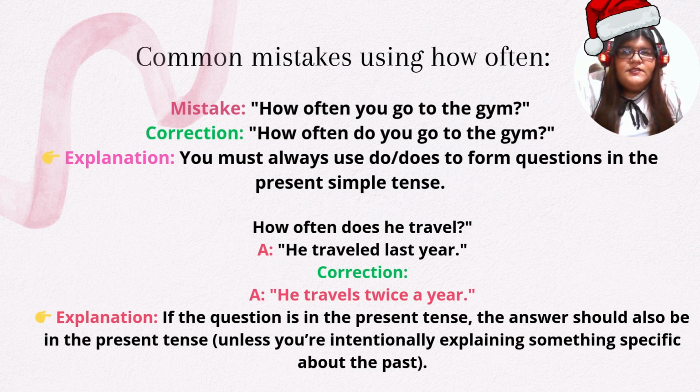So let's see some common mistakes. How often you go to the gym? Correct: How often do you go to the gym? You must always use do or does to form questions in the present simple tense.